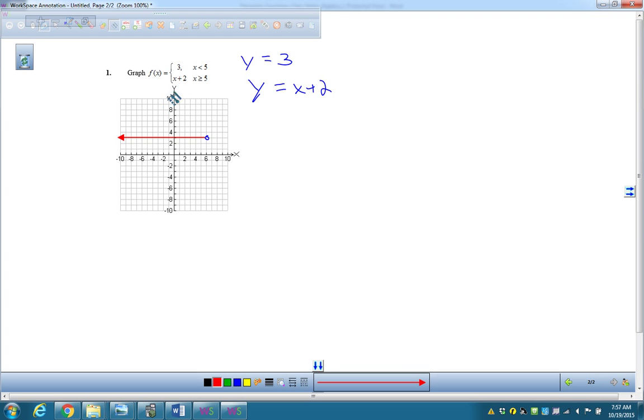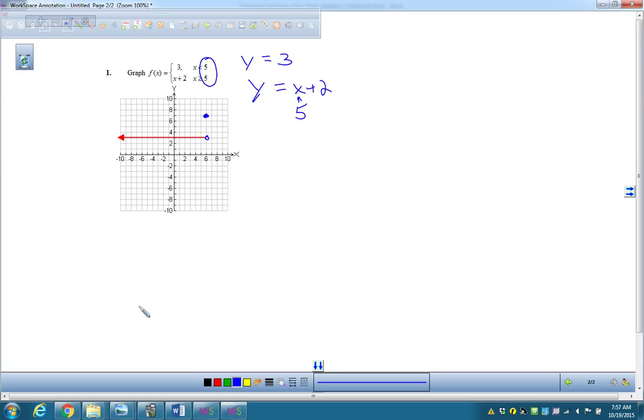Then it says if x is bigger than or equal to 5, I use the graph y equals x plus 2. Okay? So the way you figure out where this graph starts is by plugging in the transition point, which is this point right here. If I plug in 5 into this equation, what do I get out? 7. Okay? So at 5, the value of this graph is 7, and I put a closed circle there.